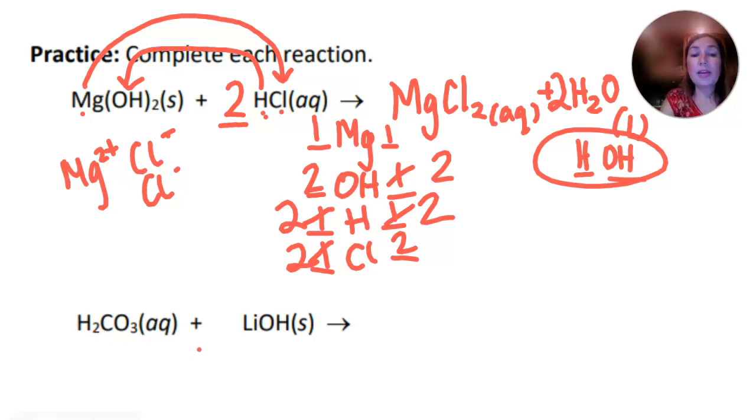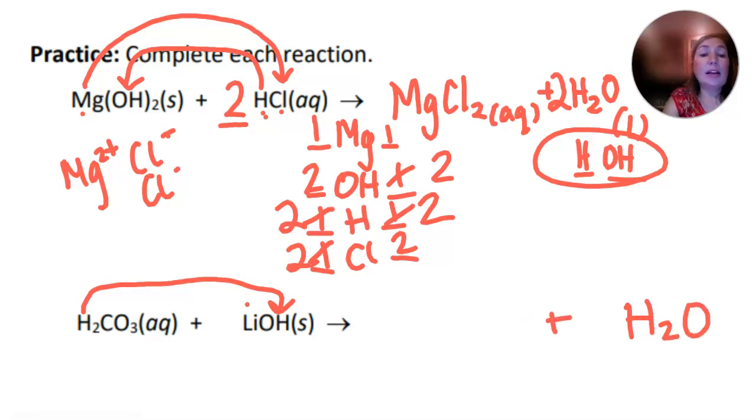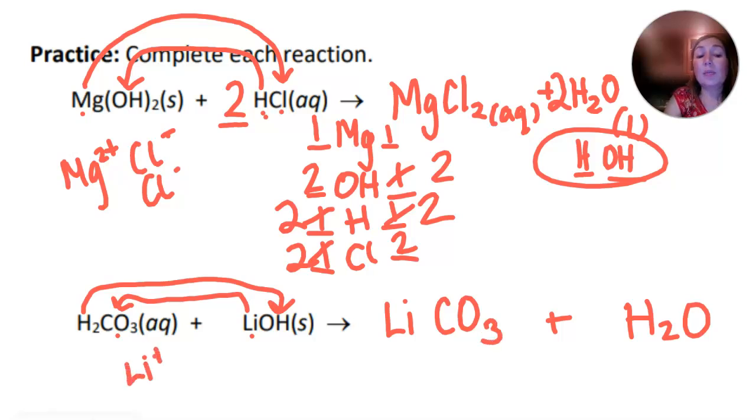Okay, let's try the next one. H2CO3 aqueous plus LiOH solid. Okay, well, let's think of our double displacement. H is getting together with OH. Well, we know that just makes water. And then Li is getting together with CO3. Remember the cation from the base with the anion from the acid. Li and CO3. Now, Li is plus, but CO3 carbonate is a 2 minus ion. So we'll need 2 of the lithiums to get together with the carbonate. We need 2 lithiums for every carbonate.